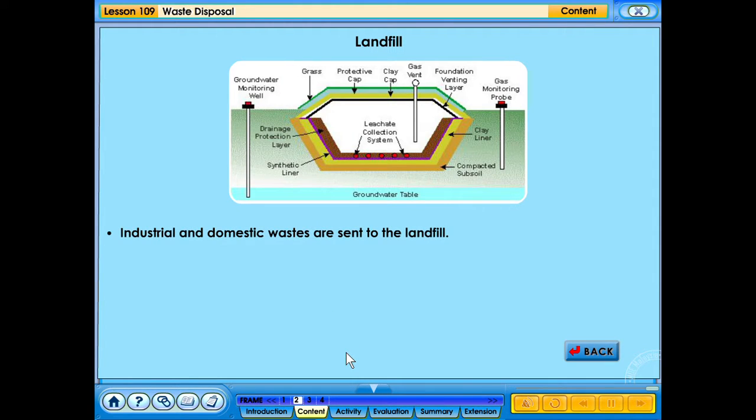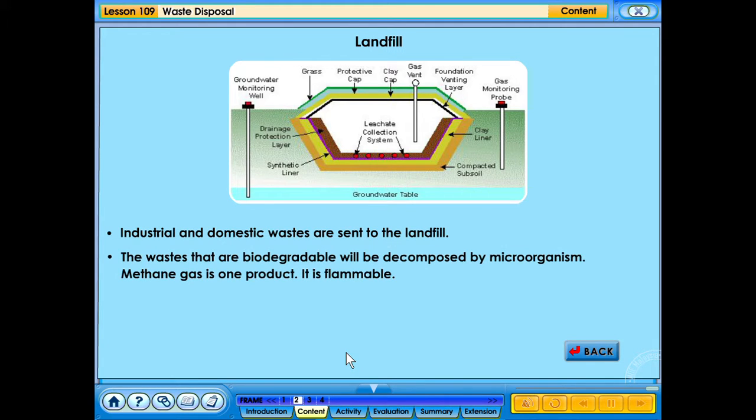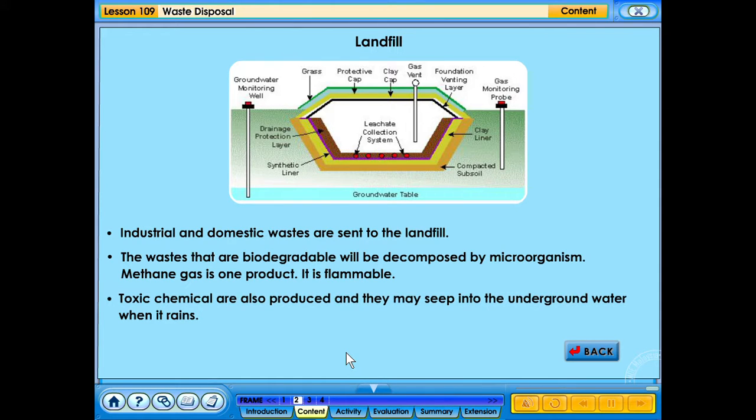Industrial and domestic waste are sent to the landfill. The waste that are biodegradable will be decomposed by microorganisms. Methane gas is one product. It is flammable. Toxic chemicals are also produced and they may seep into the underground water when it rains.